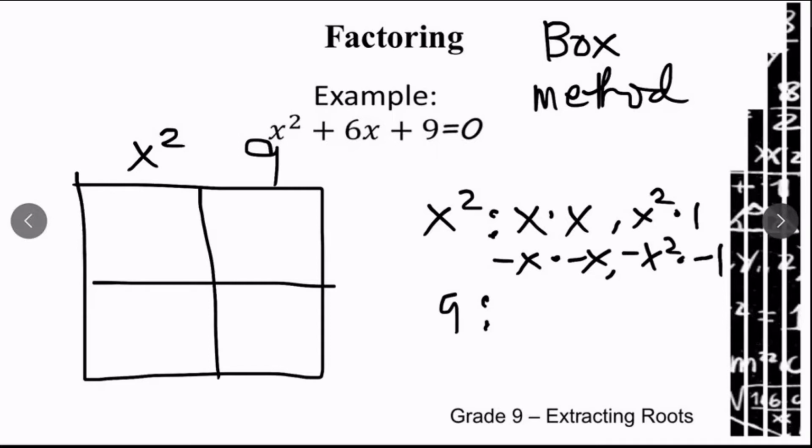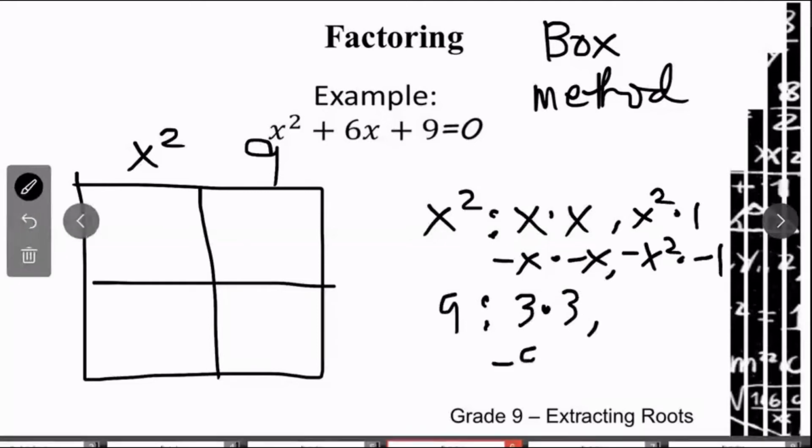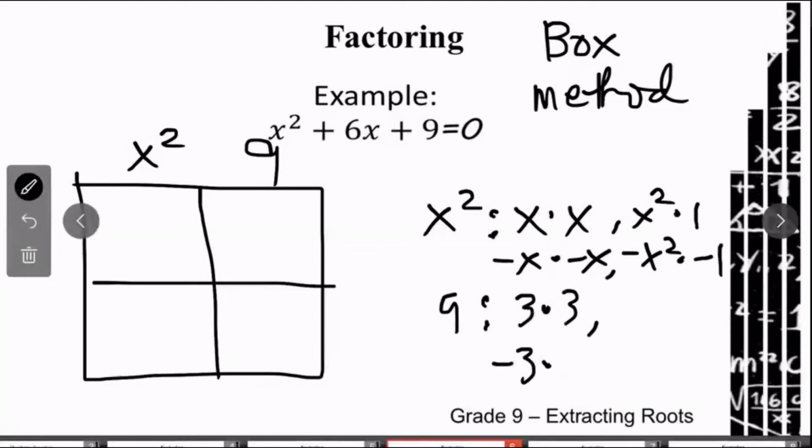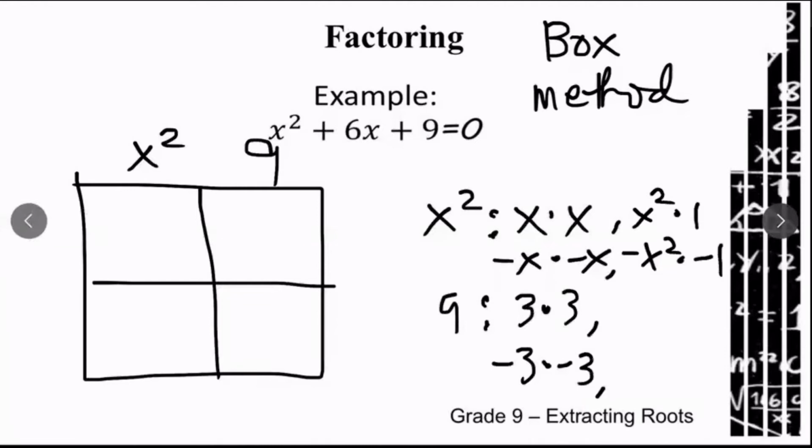So I hope meron na po tayong factors dyan sa notebook natin. So from here, we have 9. For the 9, we will be thinking about two numbers, then if we multiply them, the answer is 9. And it could be the same. It could be anything. So for 9, we have 3 multiplied by 3. So 3 times 3 is 9. Same goes with negative 3 multiplied by negative 3. And after that, we can just simply say that we have 9 multiplied by 1, or we have also negative 9 multiplied by negative 1. So therefore, these are our factors of x squared and 9.